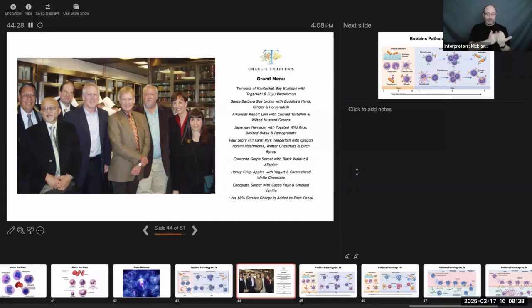So we had tempura of Nantucket-based scallops with togarashi and fuyu persimmon. I don't even know what half those words mean. Santa Barbara sea urchin with Buddha's hand, ginger, and horseradish. Of course, each one was like 1 spoonful, right? And they decided they would get the wine menu too. So we got a different wine with every course. And for 8 people, I think the bill was about $3,000 for dinner. So 3 books.